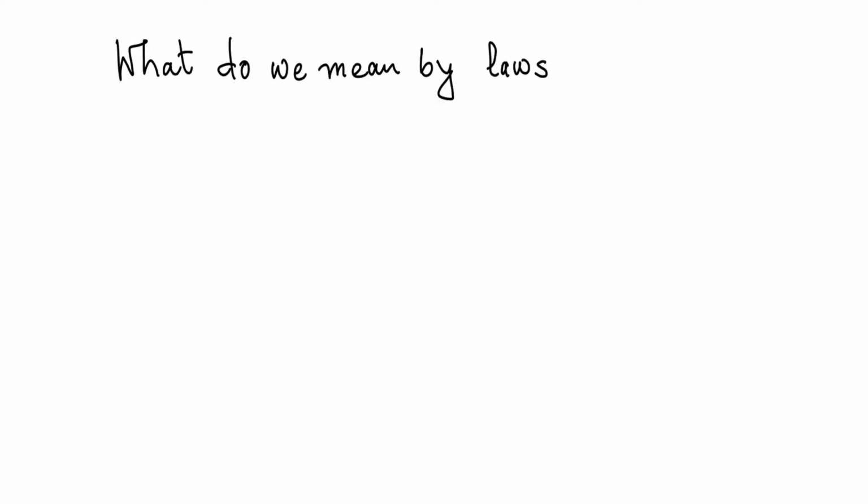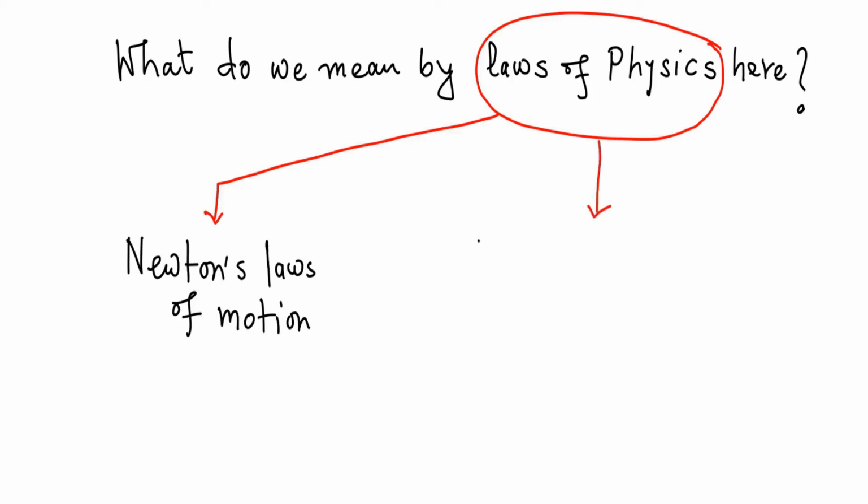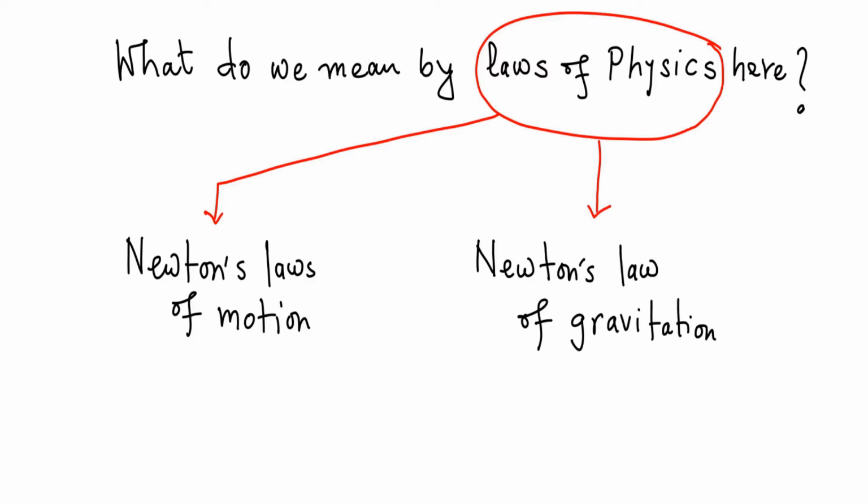Now one may ask, what do you mean by the laws of physics? Which law are you referring to? In the context of Galilean transformation, by laws of physics, one really means Newton's law of gravitation and Newton's laws of motion. We're going to check now whether these two laws have the same form in the O frame as well as in the O prime frame.